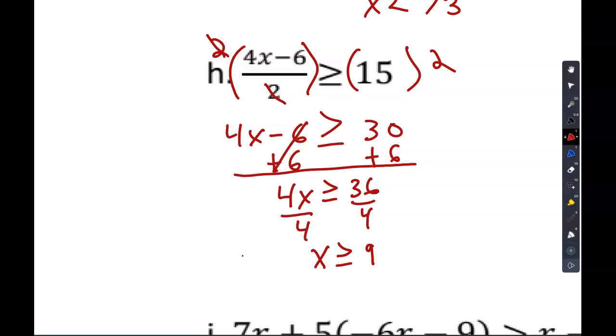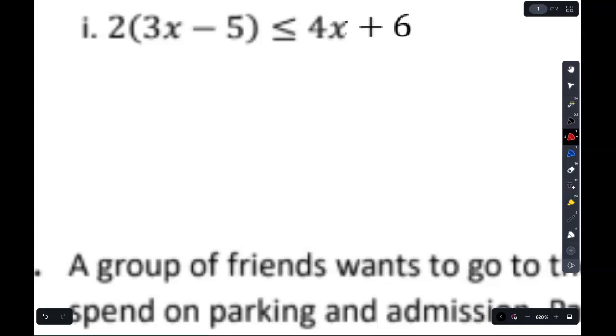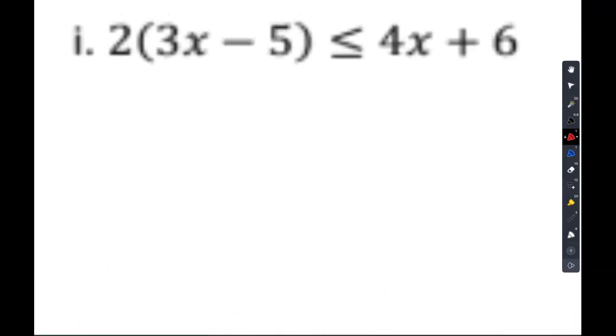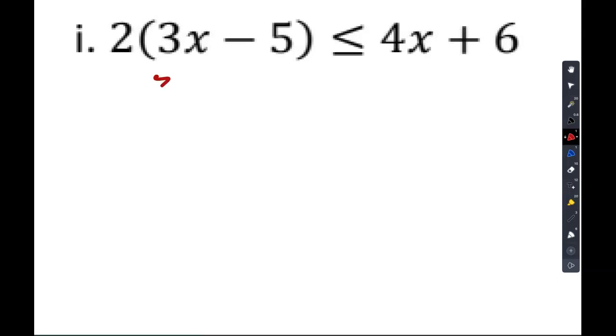Alright, a few more problems here. Alright, this is pretty big. I'm going to zoom in a little bit. I think I'm going to change my colors back to this black. And I'm going to distribute. Okay, I got 2 times 3, which is 6x. 2 times negative 5, which is negative 10.